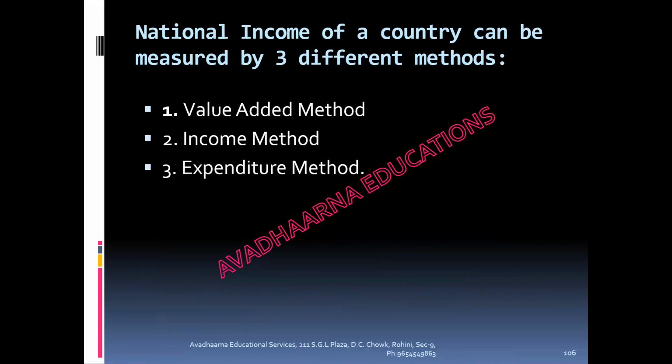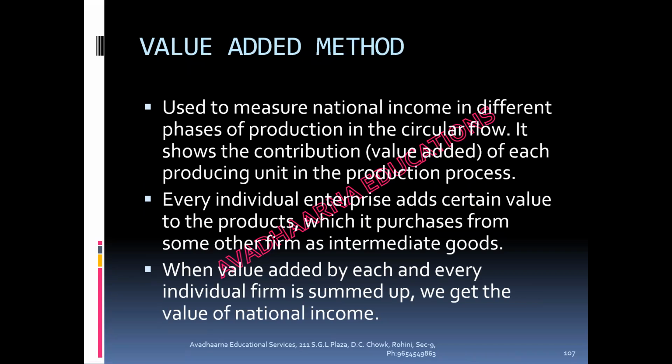So based upon this cycle, we are going to have three methods of calculating national income of any country. First is value added method, second is income method, and third is expenditure method. Now you use any method, you are going to get the same value of national income. Let's start with value added method.